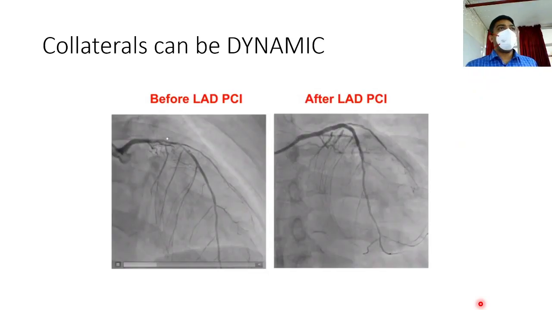So another important thing is that collaterals can be dynamic. Before the angioplasty you see some collateral, the size of the collateral, all these things, but after the angioplasty it can be different. So this is a patient with a lesion at the LAD, with various collaterals filling from the RCA. But after the stenting, we can see that the collateral flow has diminished and the collateral size has come down. That is because antegrade flow has come better from the LAD, so the retrograde flow from the RCA has reduced. So the collaterals can be dynamic.